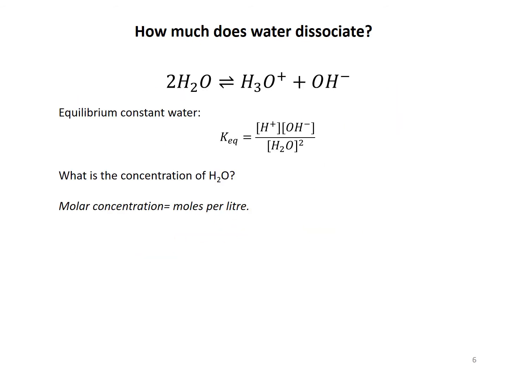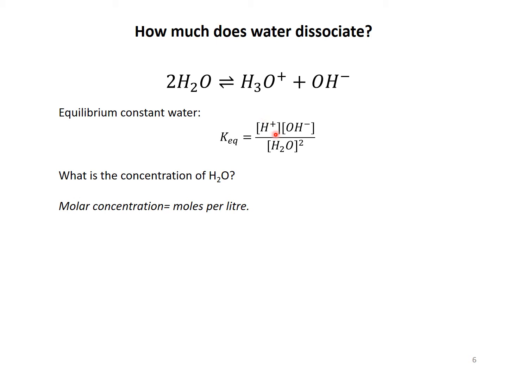Because the dissociation of water molecules is a reversible reaction, it means we can actually calculate the Keq, or the equilibrium constant of this reaction, which has the following equation, which is [H+] times [OH-] divided by [H2O] squared. Again, the H+ here refers to H3O+.